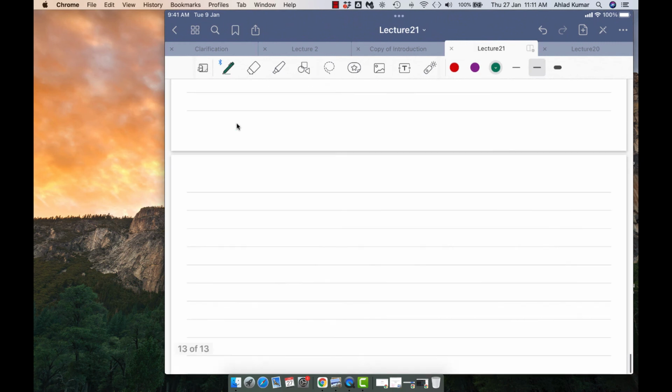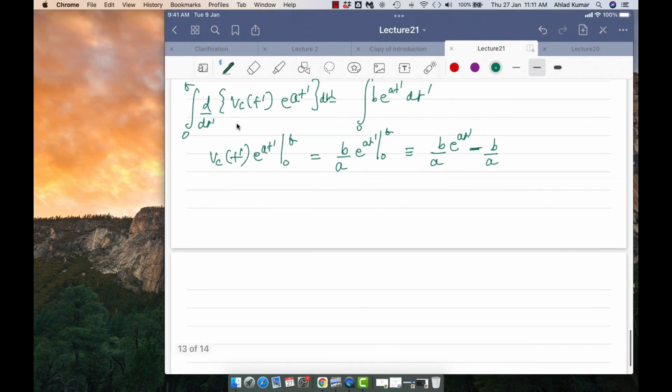So if you expand on the left side, it will be Vc(t) e^(At) minus Vc(0) equal to B by A e^(At) minus B by A. Okay, right? Any questions here?